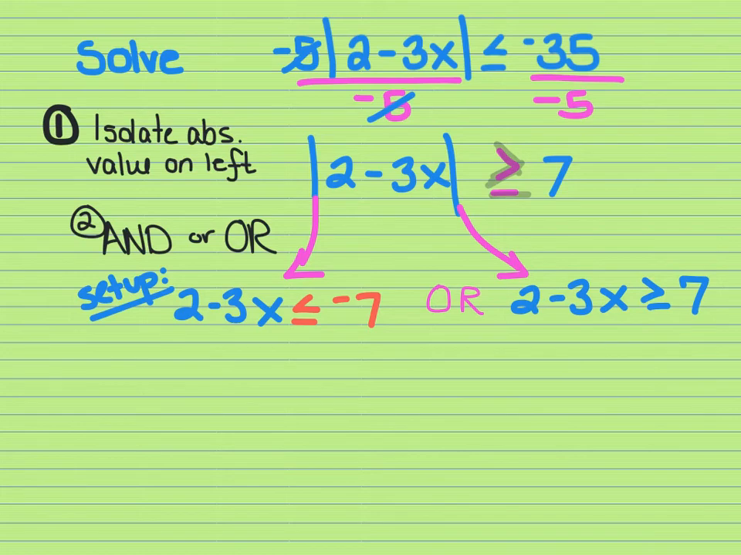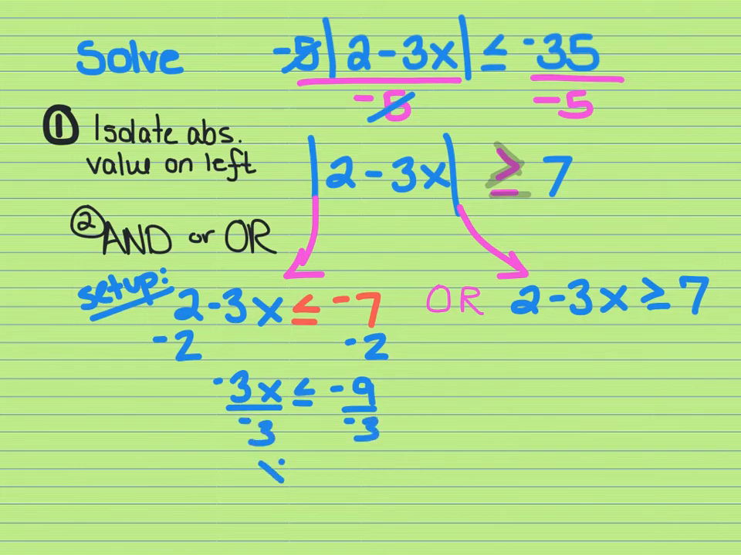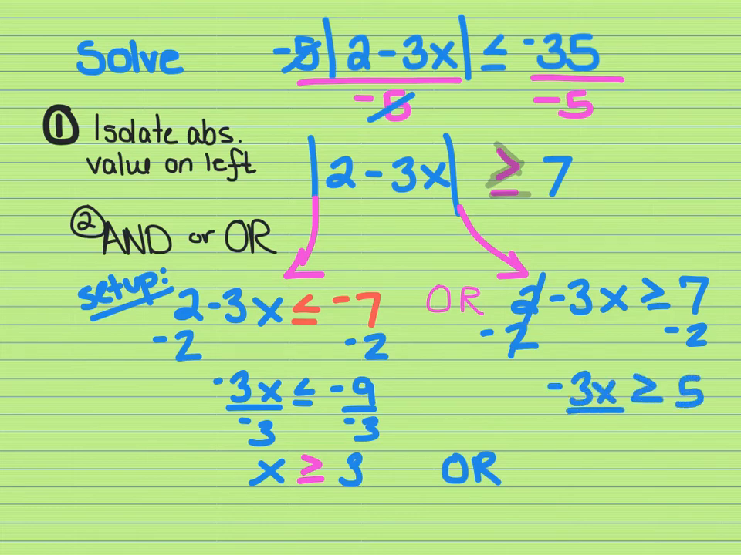What do I do? I just go and solve each of these. So I'm going to subtract 2 from each side, which gives me negative 3x is less than or equal to negative 9. Divide by negative 3, and I get x is greater than or equal to positive 3. Why greater than or equal to? I got to flip my sign because I again divided by a negative. Make this or. I'm going to subtract 2 from each side, gives me negative 3x is greater than or equal to 5. Divide by negative 3, and I do flip my sign again because I'm dividing by a negative. It's less than or equal to negative 5/3.